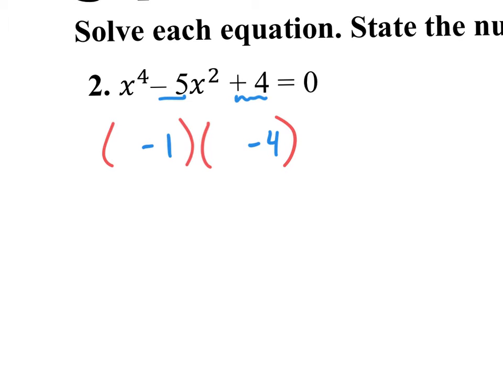Now, again, we're pretending that this were an x squared minus 5x plus 4. And if it were an x squared, then you'd put an x right here and an x right there. But because it's an x to the 4th, we're going to put an x squared right here and an x squared right there. Again, the only time you could actually do this where you pretend it's a quadratic is if your degree, the highest power, is twice as big as the power of the middle term. Okay, so we have this new factored form.